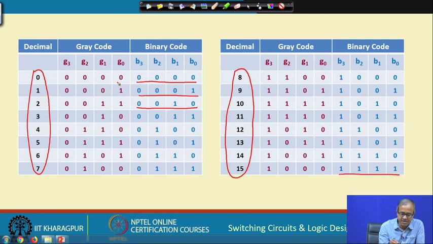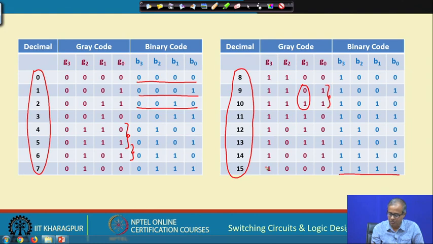0 is represented as 0000, 1 as 0001, 2 as 0011, 3 as 0010, and so on. You see, between any pair of codes, exactly one bit is changing. Let us say if you consider these two, last bit is changing. If you consider these two, the second last middle bit is changing. So, between any pair of bit patterns, take let us say this and this, here also the middle bit is changing, exactly one bit change. Similarly, from 15 back to 0, only the first bit changes.